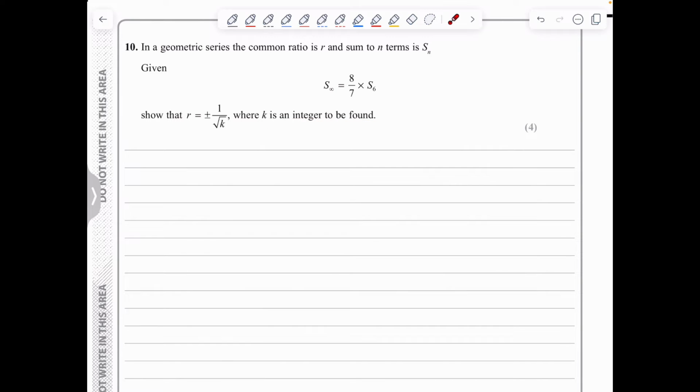Well, let's start by reminding ourselves that the sum to infinity is given by a/(1 minus r), where a is the first term and r is the common ratio. And the sum of the first n terms is a times (1 minus r to the n)/(1 minus r). So in this case, we are told that the sum to infinity, so a/(1 minus r), is equal to 8/7 times the sum of the first 6 terms, which is a times (1 minus r to the 6)/(1 minus r).